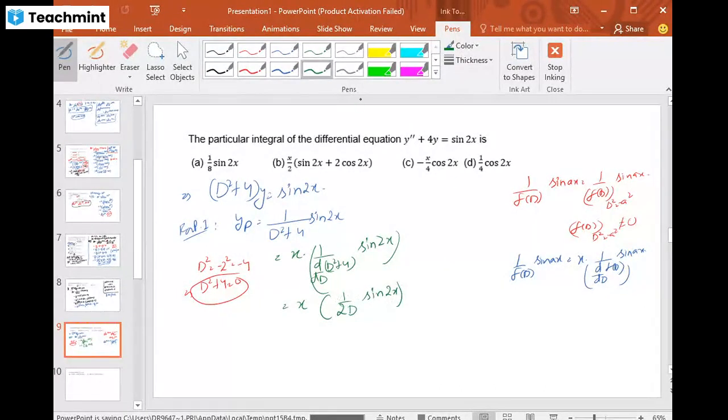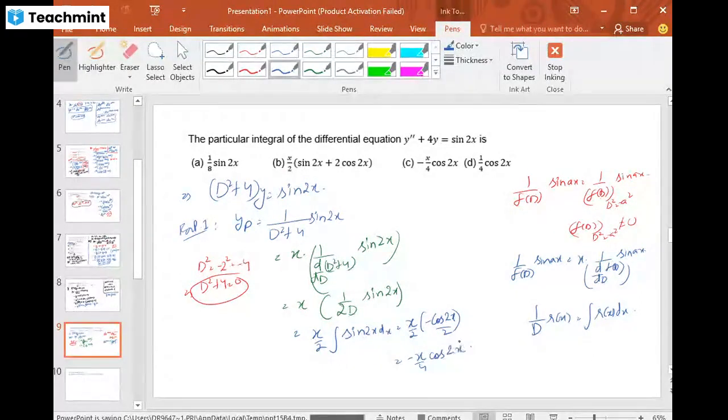Again, we have a linear D only. What is D? 1 upon D of r(x) is the integral of r(x) dx. So x by 2 is already there. Integral of sin 2x, and the integral of sine is minus of cos 2x upon 2. So the answer is minus x by 4 cos 2x. Right?